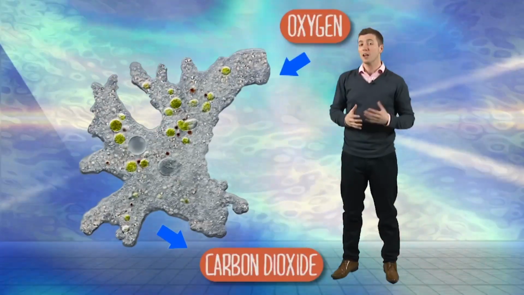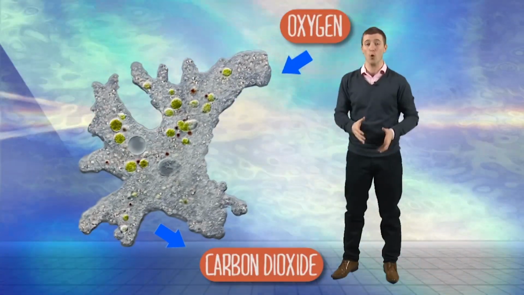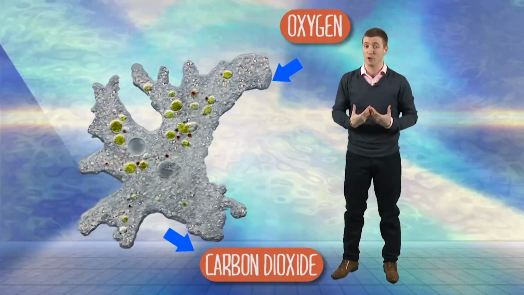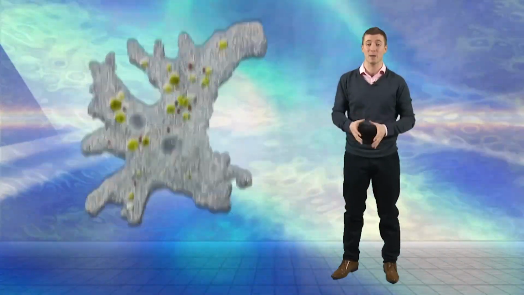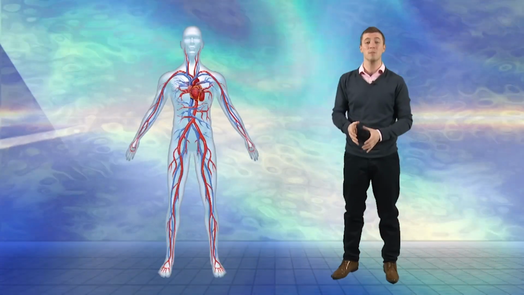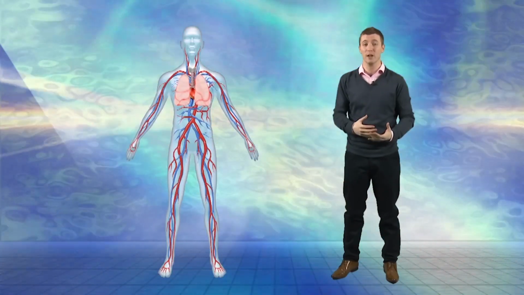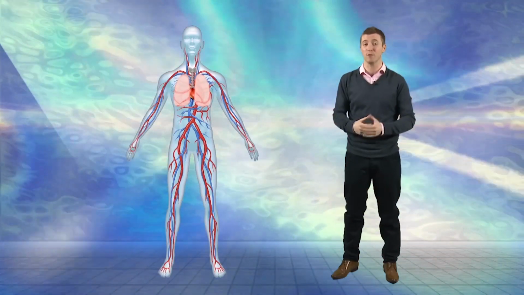Organisms that are just one cell, like this amoeba, can rely on diffusion to supply the whole organism directly with oxygen for respiration. We, on the other hand, are large, complex animals that have developed an exchange system involving the lungs and the blood to exchange gases with our atmosphere and to transport them to and from the cells.